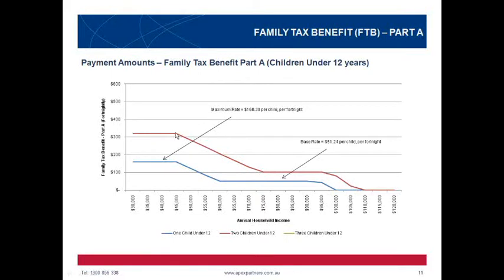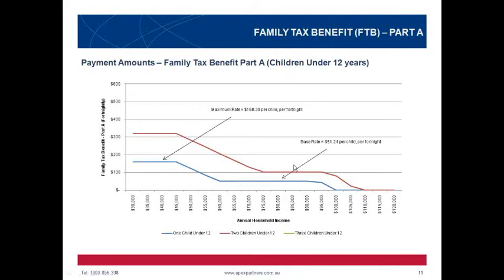You can still see that $45,000 is a general rule. If you're below that, you're generally going to get the maximum rate. But the taper rate starts to spread itself a bit, so to speak, and the level of the base rate starts to creep in. So this is a smaller amount here the more children you have.